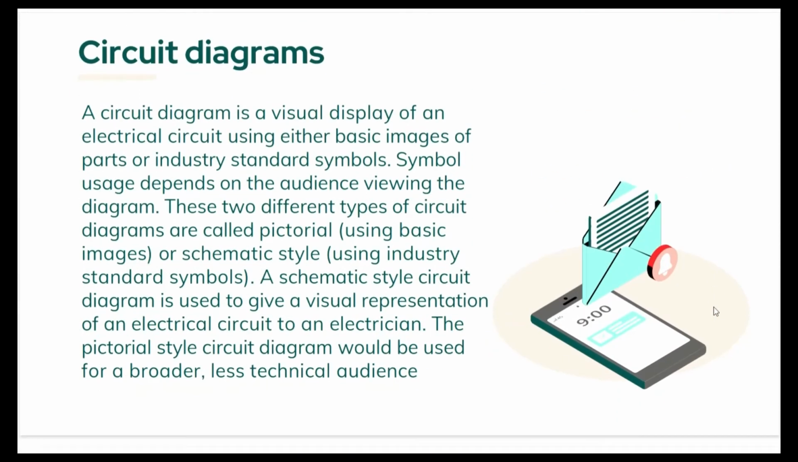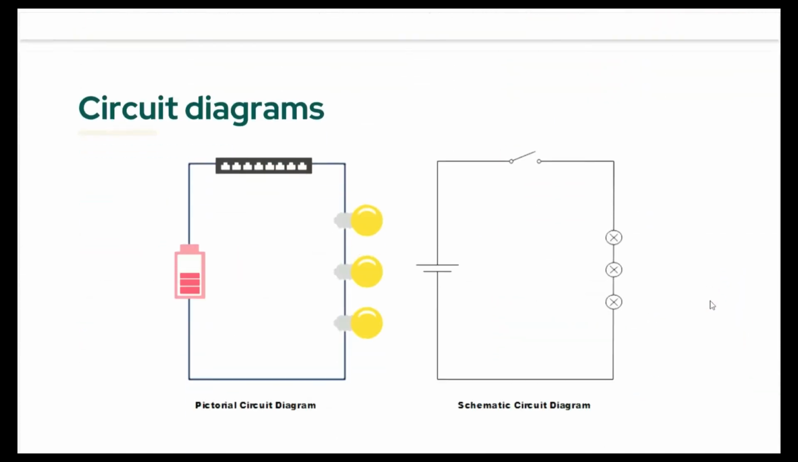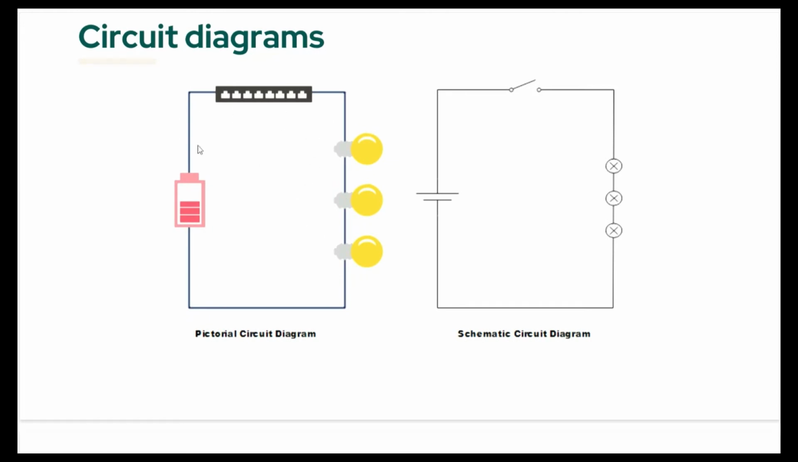So number 1 is a circuit diagram. It is a visual display of electrical circuits, the one I talked about in our previous lesson, lesson 1. In circuit diagrams, we use different types of symbols such as electrical and electronic symbols. There are two types of circuit diagrams. We have the pictorial and the schematic style. This is the pictorial diagram, and this is the schematic circuit diagram.